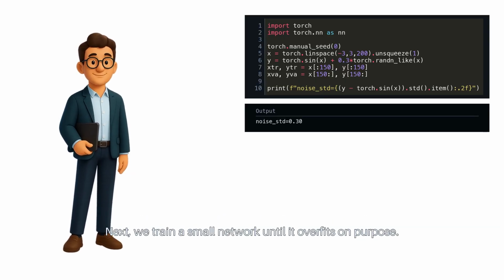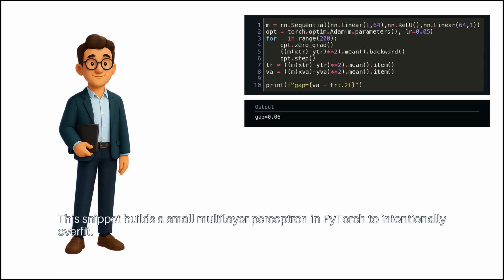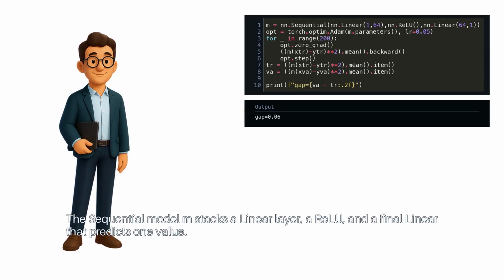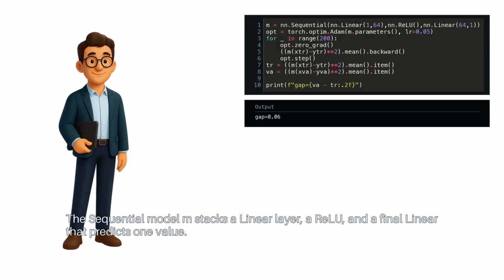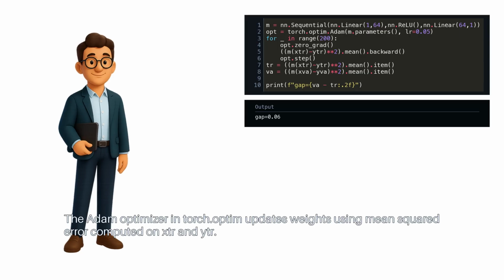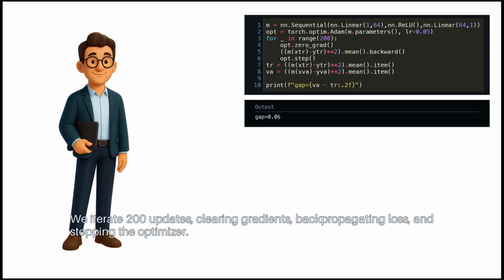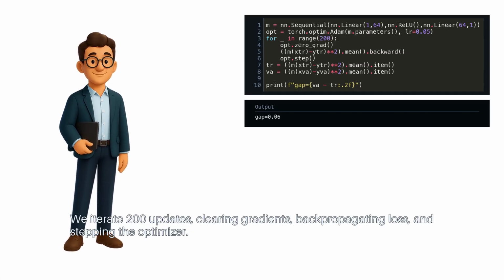Next, we train a small network until it overfits on purpose. This snippet builds a small multi-layer perceptron in PyTorch to intentionally overfit. The sequential model m stacks a linear layer, a ReLU, and a final linear that predicts one value. The Adam optimizer in torch.optim updates weights using mean squared error computed on Xtr and ytr. We iterate 200 updates, clearing gradients, backpropagating loss, and stepping the optimizer.